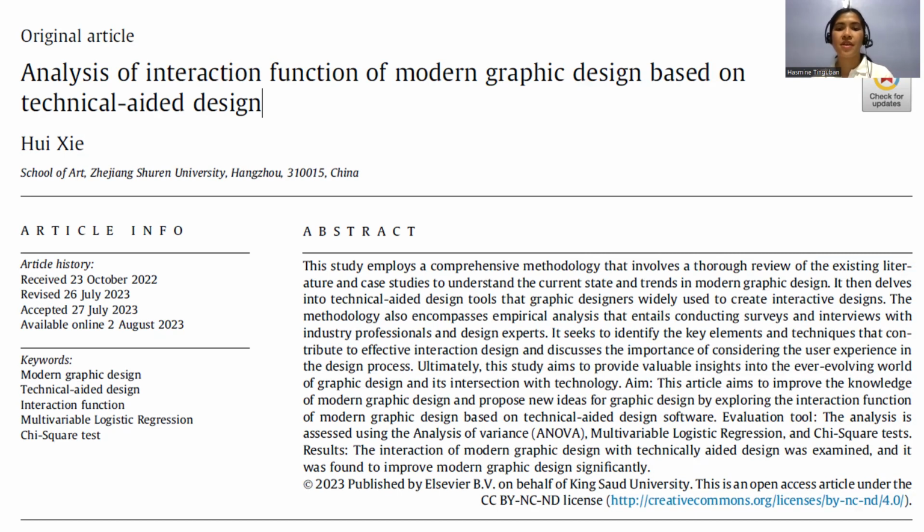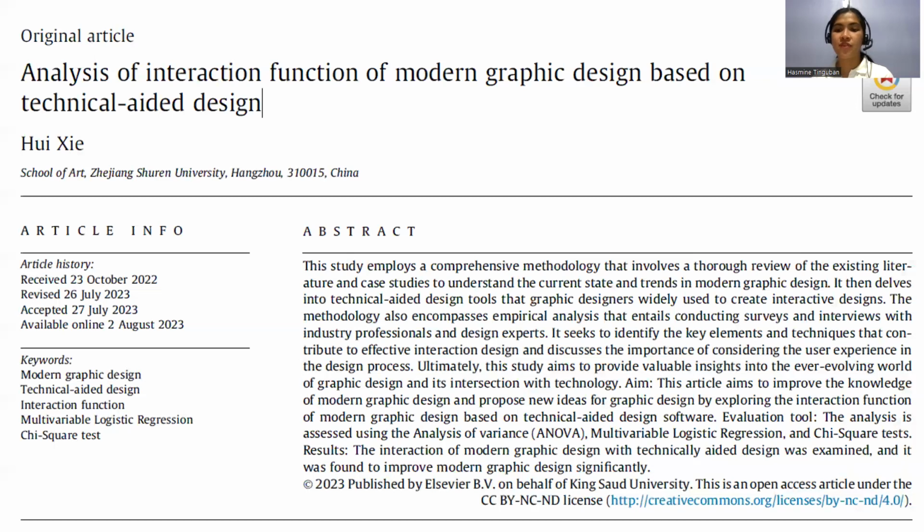This study employs a comprehensive methodology that involves a thorough review of the existing literature and case studies to understand the current state and trends in modern graphic design. It then delves into technical aided design tools that graphic designers widely use to create interactive designs. The methodology also encompasses empirical analysis that entails conducting surveys and interviews with industry professionals and design experts. It seeks to identify the key elements and techniques that contribute to effective interaction design and discusses the importance of considering the user experience in the design process.